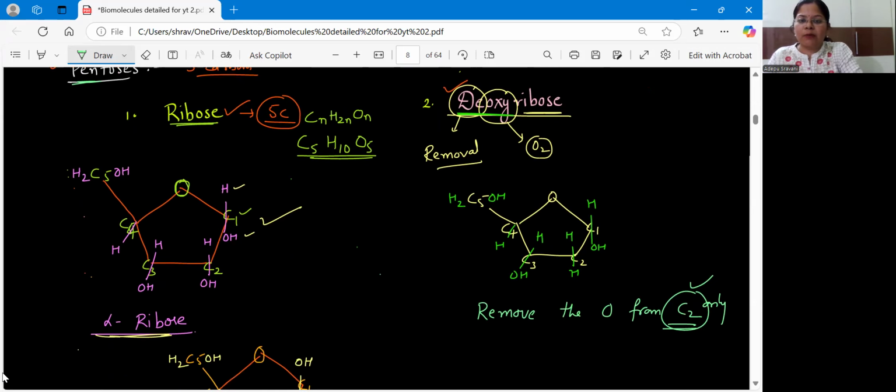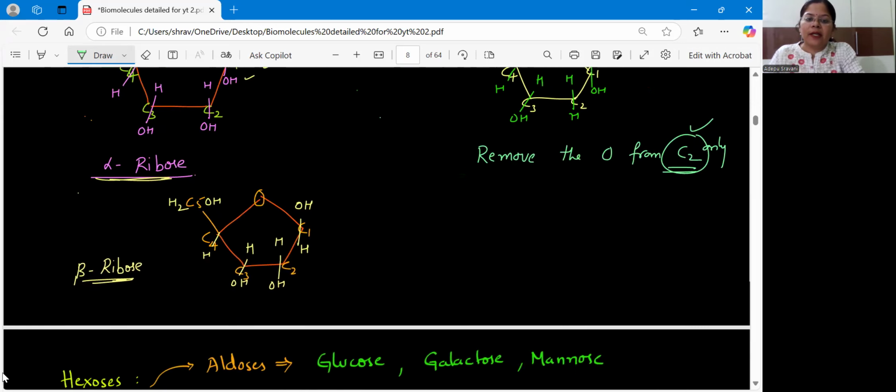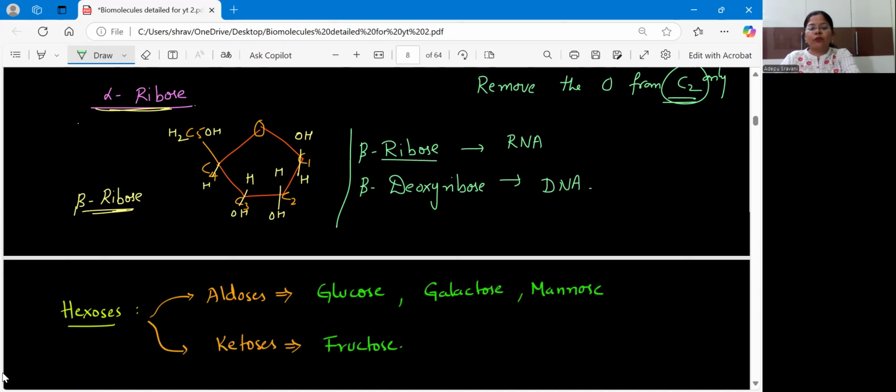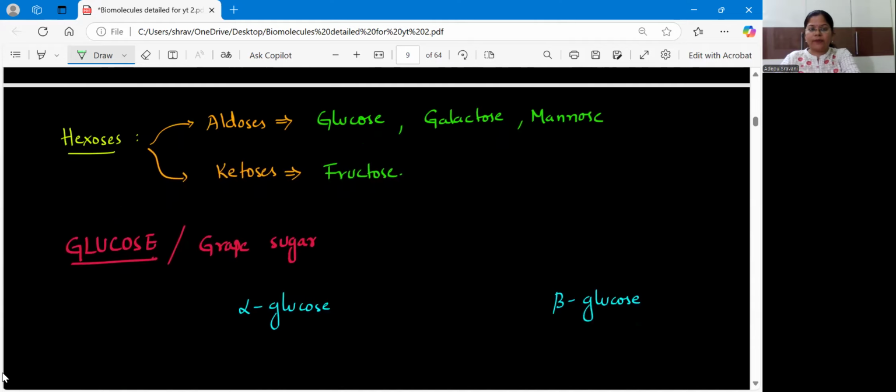Now, where do we study this ribose and deoxyribose? The ribose, if I write down here, beta ribose especially. Beta ribose is seen in RNA, which is a type of nucleic acid, and the same way beta deoxyribose will be seen in the DNA. So please try to remember the structure of both ribose as well as deoxyribose. Clear?